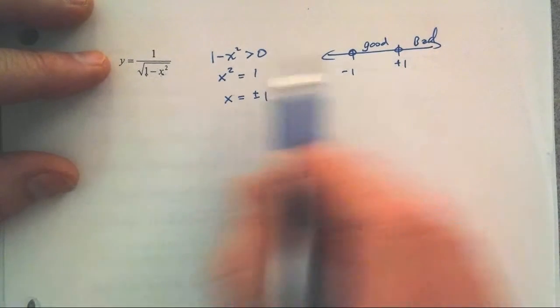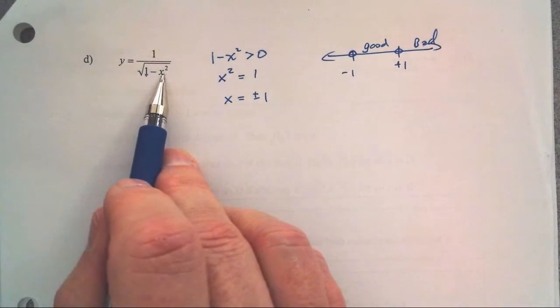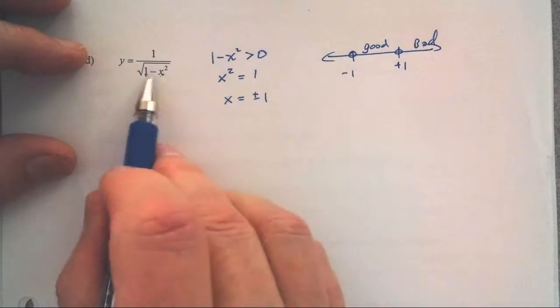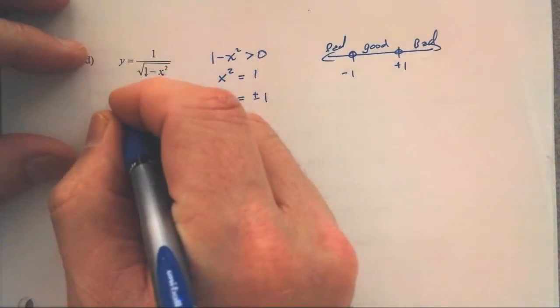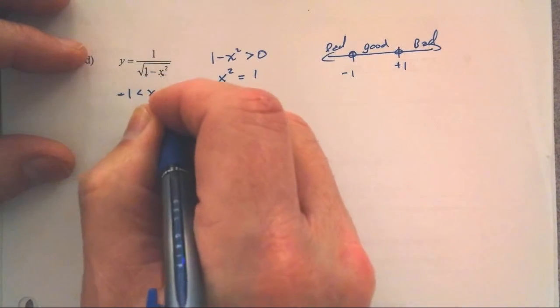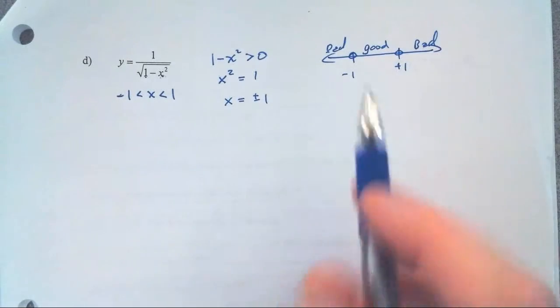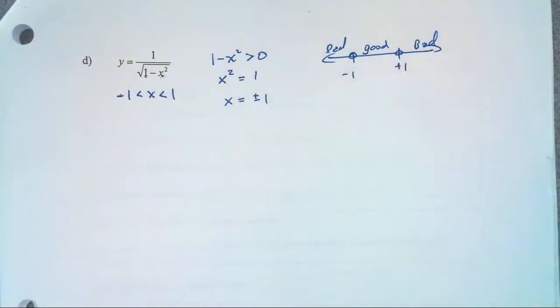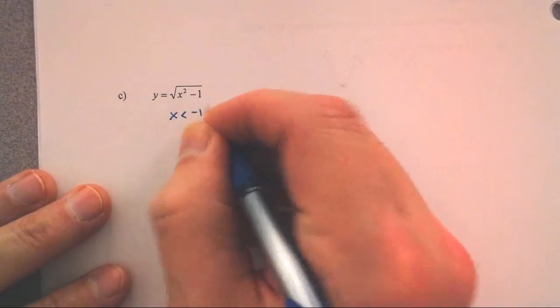This is a bad zone out here because if I put in 2, 3, 4, I get 1 minus something bigger than 1. Likewise, if I put in negative 2, I get the square root of a negative. This is a bad zone, which means it's just implied that negative 1 is less than x is less than 1. So we're only going to look for values between those, and I don't even have to test the endpoints because they don't exist.